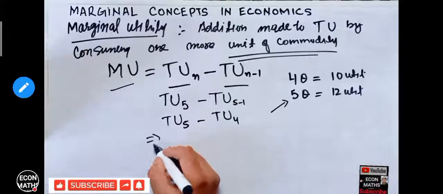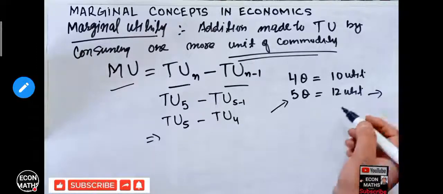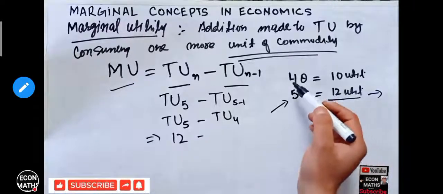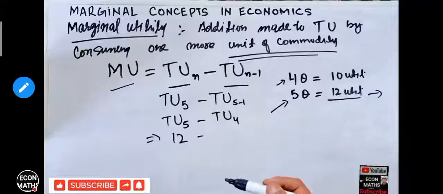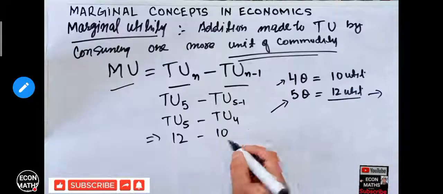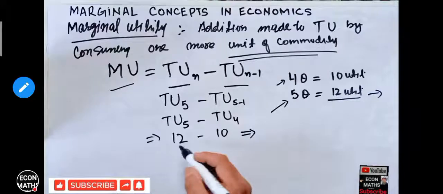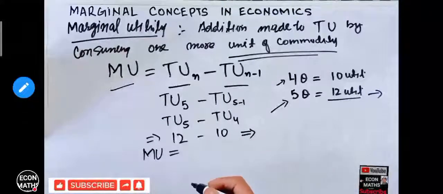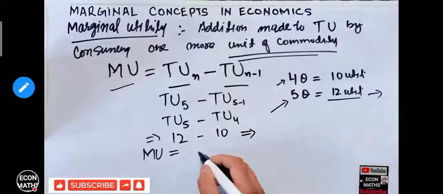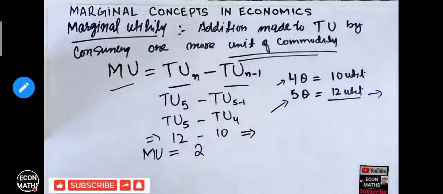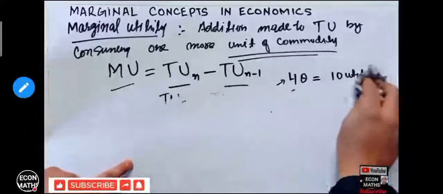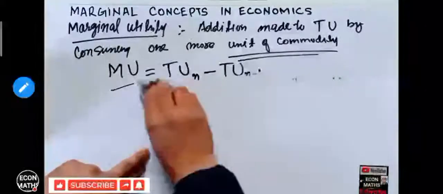So up to the fifth unit of the commodity, we got a total utility of 12, minus up to consuming 4 units of the commodity, we got 10 utilities. So here the marginal utility is simply 12 minus 10. So this is one way of finding the marginal utility. Now we will see what to do if we are given a total utility function, which is the prime motive of this video.